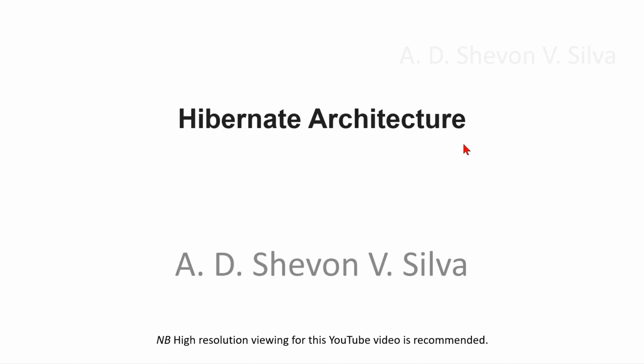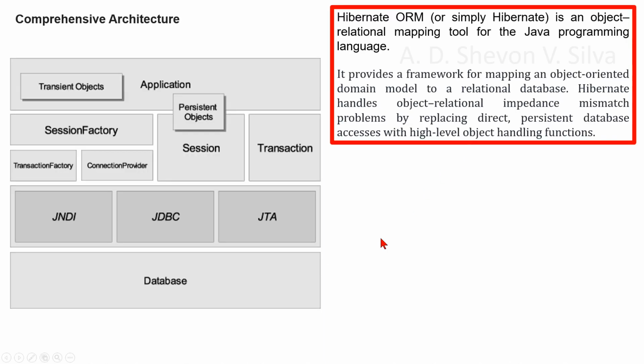Hibernate Architecture. Here you can see a comprehensive architecture. The comprehensive architecture abstracts the application away from the underlying JDBC, JTA APIs and allows Hibernate to manage the details.